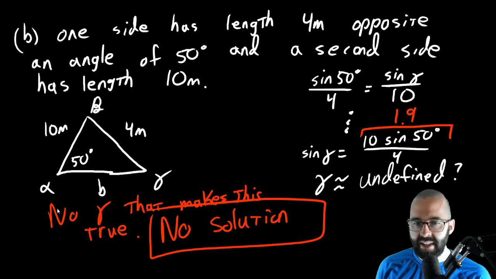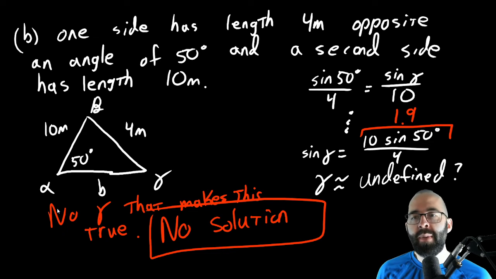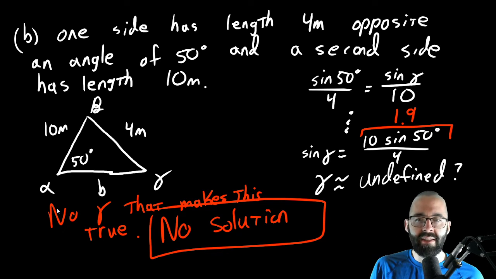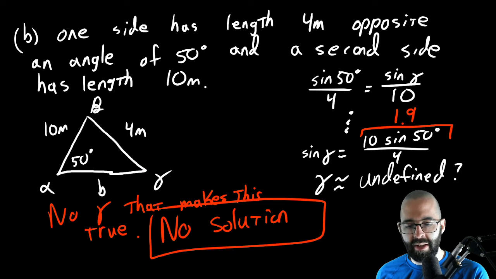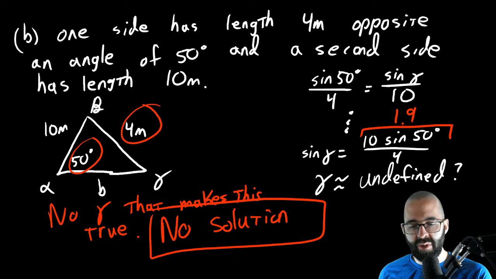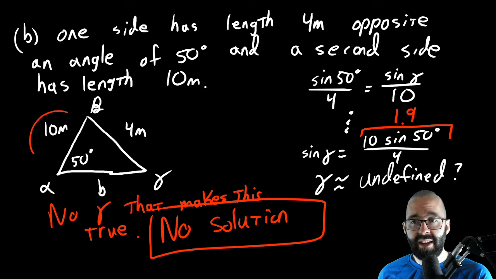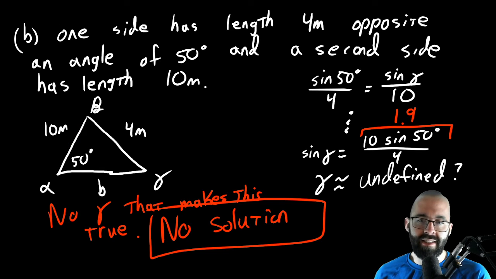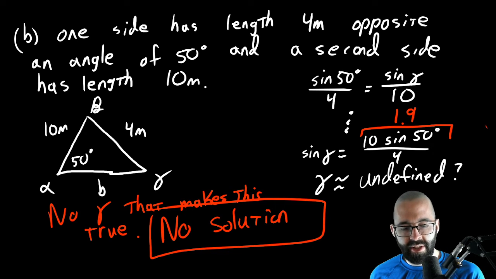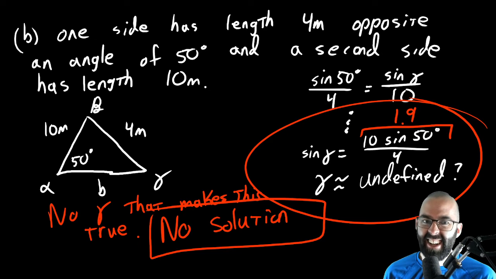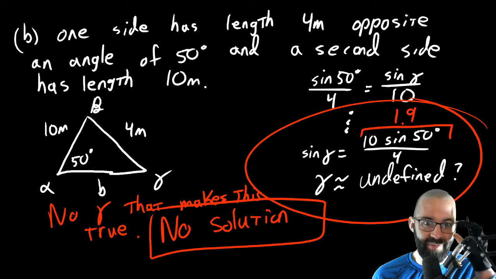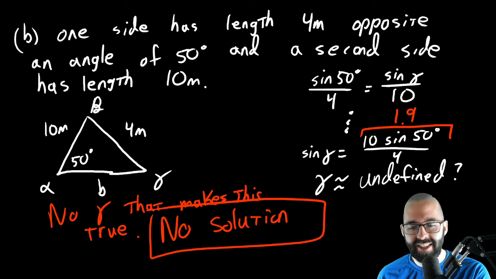You can also see it in a different way. Remember that the biggest angle has to be opposite the biggest side. So gamma has to be really big, because 50 degrees was 4 meters. So with 10 meters over here, gamma's going to have to be pretty big. That kind of messes things up too. But yeah, there's no solution. You don't even have to know there's no solution, but as you're solving it, you get an undefined, and you're going to say, all right, so that's what this looks like.